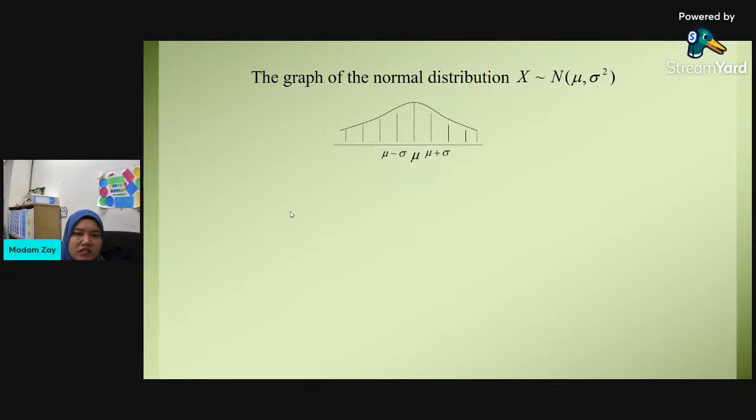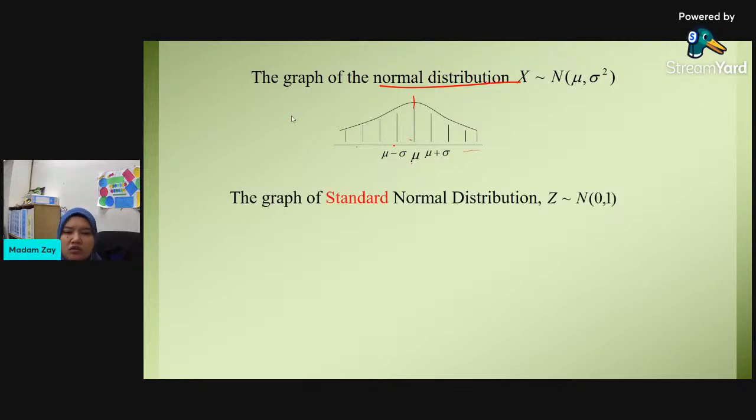So the graph of the normal distribution, ini kalau yang normal distribution biasa, tengah-tengah ni kita akan ada mu. Belah kiri ni akan ada mu tolak sigma, mu tambah sigma. And then mu tambah 2 kali sigma, mu tolak 2 kali sigma. Mu tambah lagi 3 kali sigma, mu tolak lagi 3 kali sigma. Lebih kurang macam tu lah. Tapi kalau untuk standard normal distribution, Z is a normal distribution with 0 and 1 parameters.